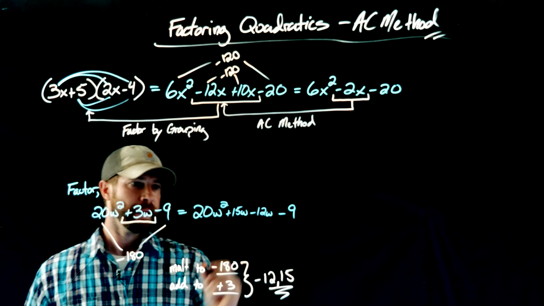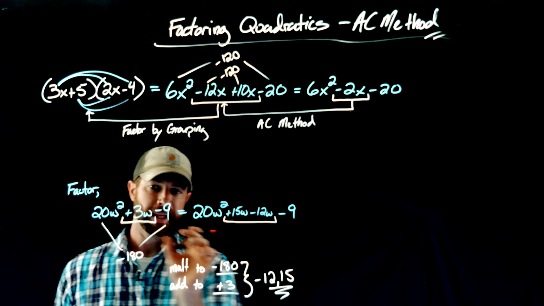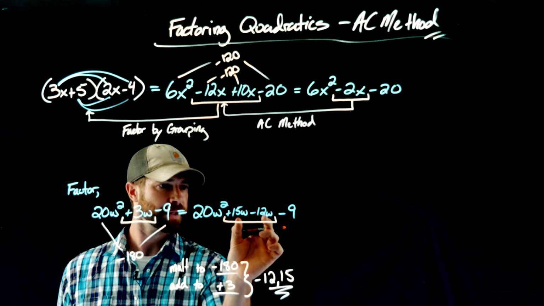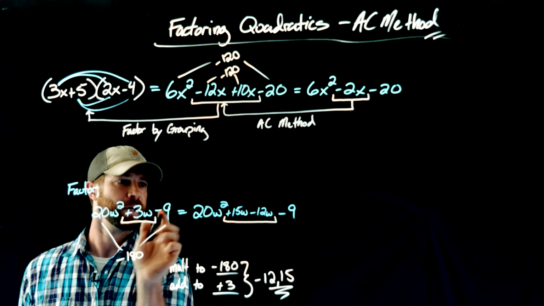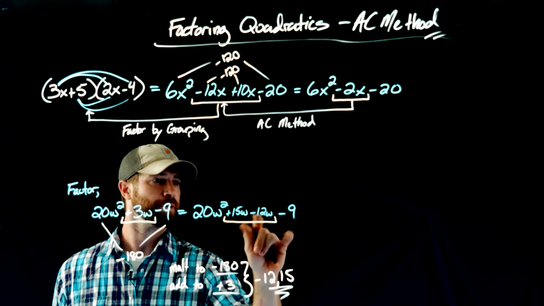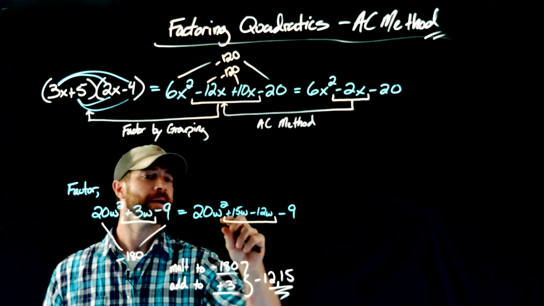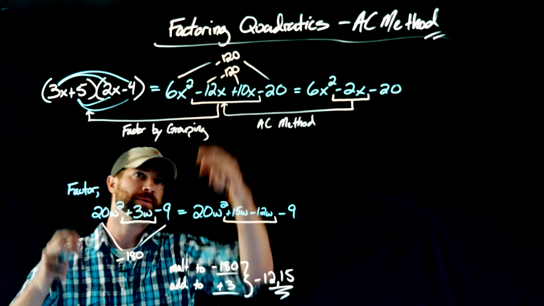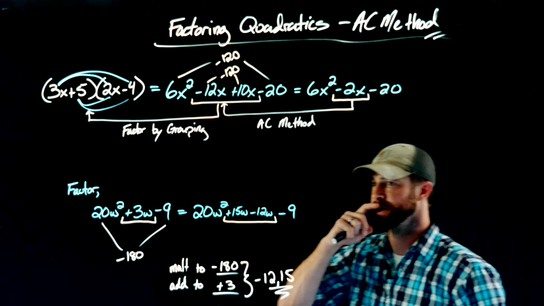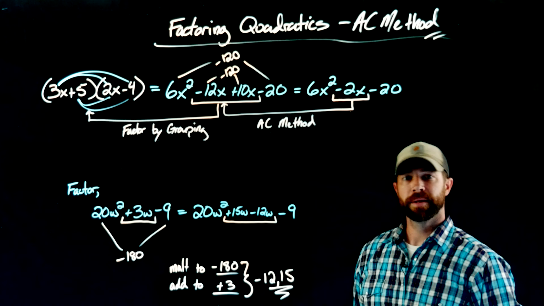Again, all I'm doing is replacing the 3w with two different terms that actually are equivalent to 3w, and those coefficients multiply to be the same thing that they have there. I bet you can see now that we're going backwards to the same process that we just did previously. Okay, now we need to do factor by grouping.